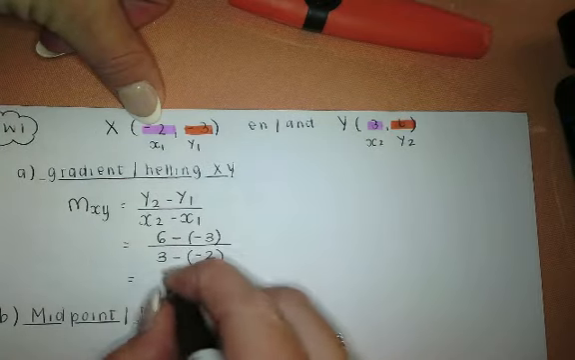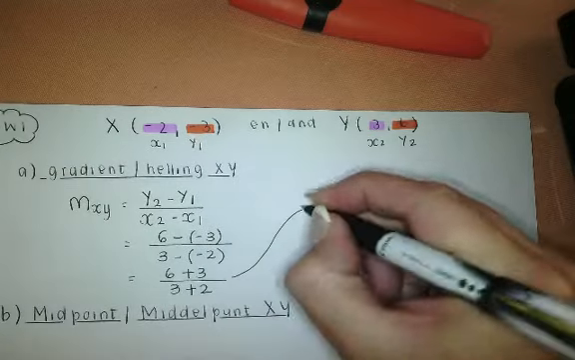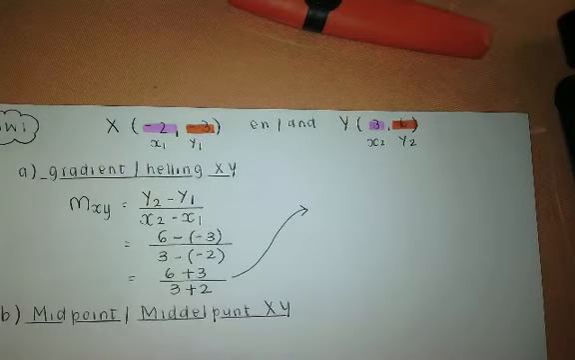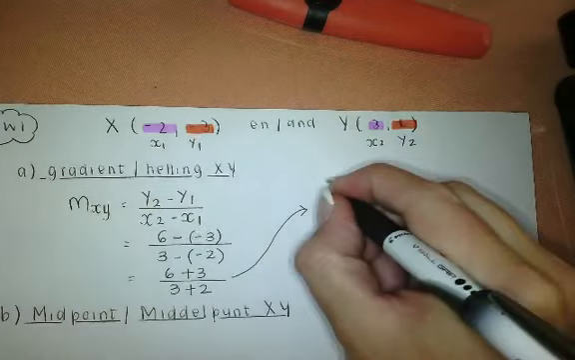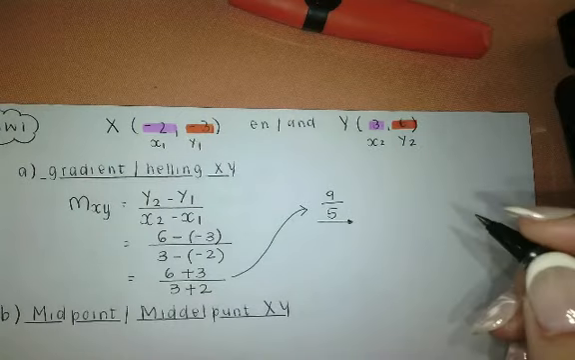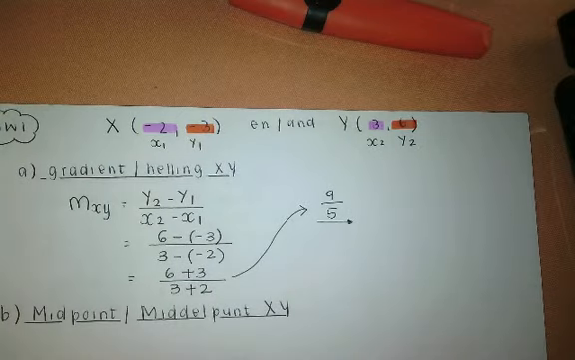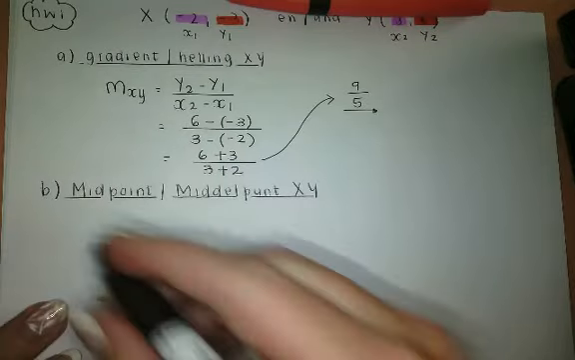Are you with me? So this is going to be 6 plus 3 divided by 3 plus 2. I'll just continue up here. So I'm going to have 9 over 5. You can leave it like that, or you're more than welcome to change it to a decimal or a mixed fraction.